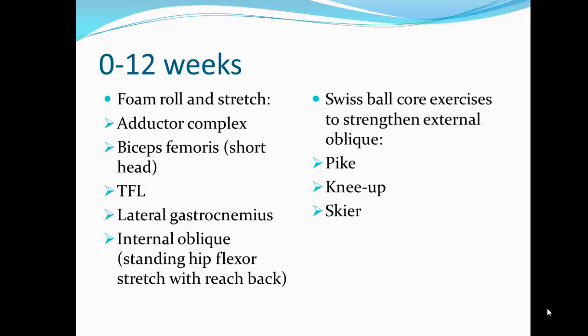It's important during the entire 12 weeks that we're going to foam roll and stretch the adductor complex, the short head of the biceps femoris, the tensor fascia lata, the lateral gastrocnemius, and the internal obliques. Now the internal obliques, we're going to stretch using a standing hip flexor stretch with reach back. And then also to help strengthen the external oblique, we're going to do some Swiss ball core exercises, and that will be done doing the pike, the knee up, and the skier.